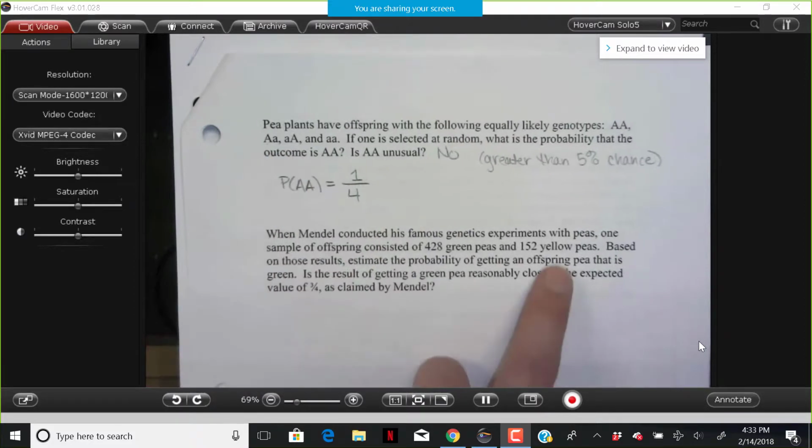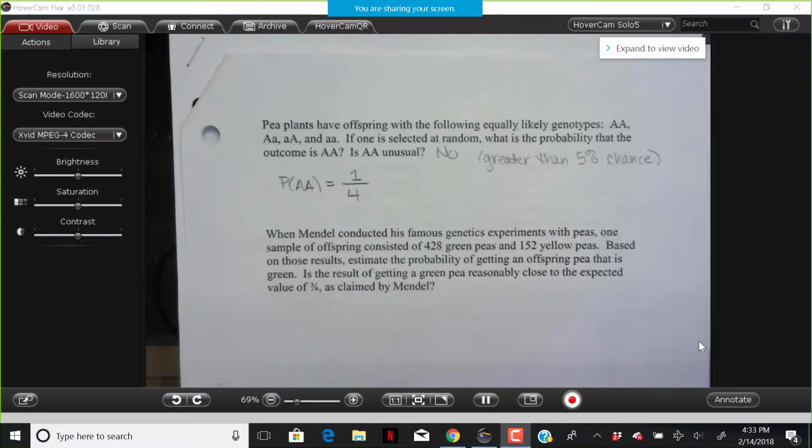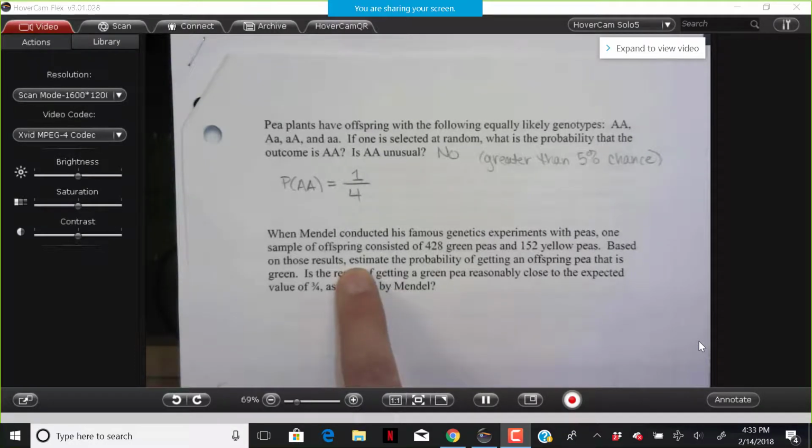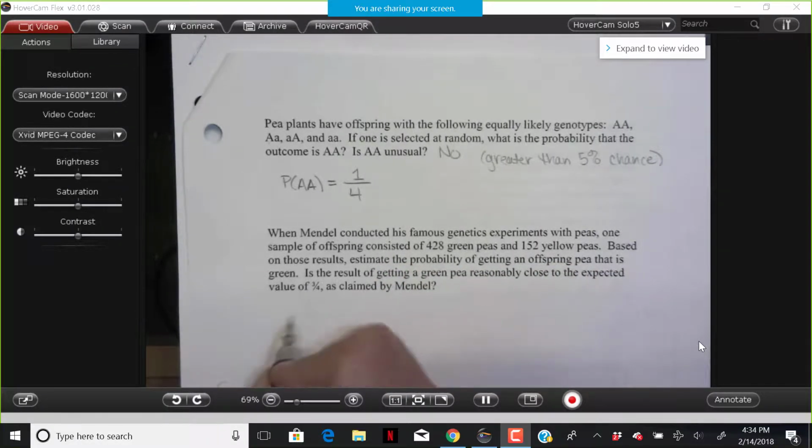So the only way that they would show the recessive trait, the probability is 1 out of 4, right? The only way to get it is the two recessive genes, okay? So he theorized that if they were all equally likely, 3/4 of the time you should get the dominant, which was green, and 1/4 of the time you should get the recessive, which is yellow. So it says, based on those results, now he didn't know that at the beginning, so he just did a bunch of experiments. And so we're supposed to use his results to estimate the probability of getting an offspring pea that is green. So we want the probability of green.